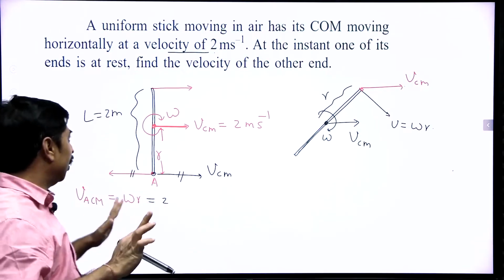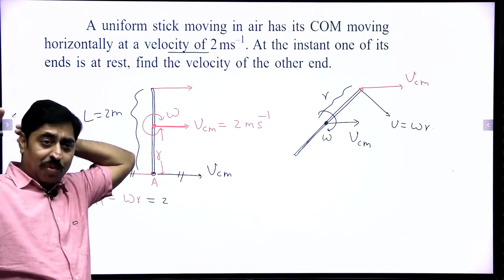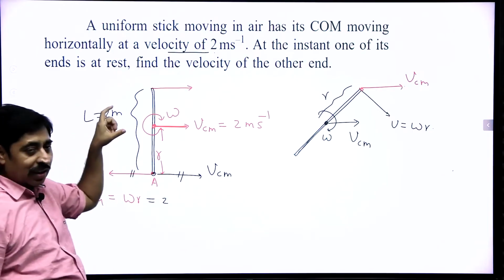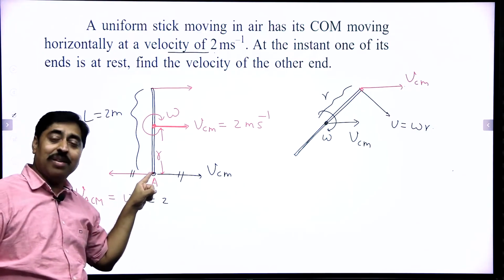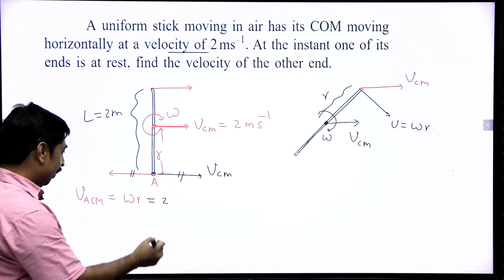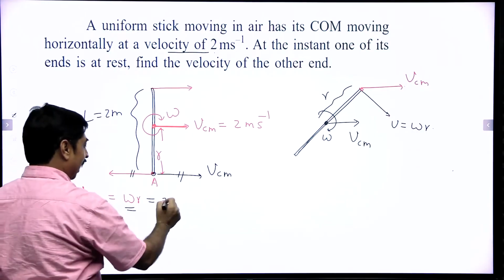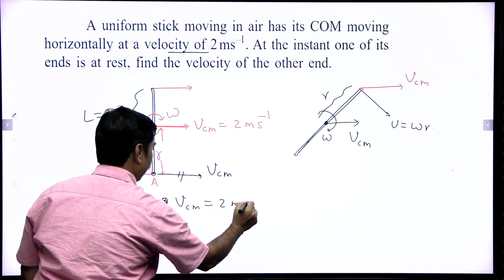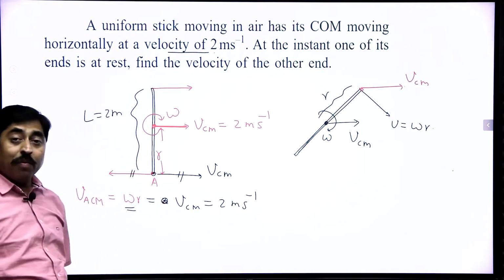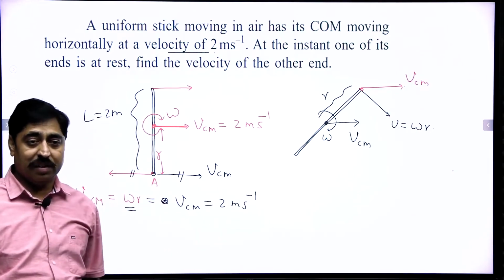Okay, I have misunderstood the question. I am so sorry. The question says that at a particular instant the velocity of point A is 0, which means this omega into r is exactly equal to VCM, which means this is equal to 2 meter per second. Okay. Now what will be the velocity of the other end at this instant?